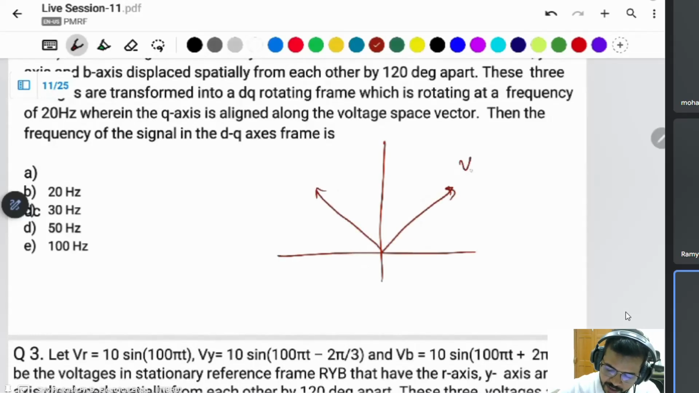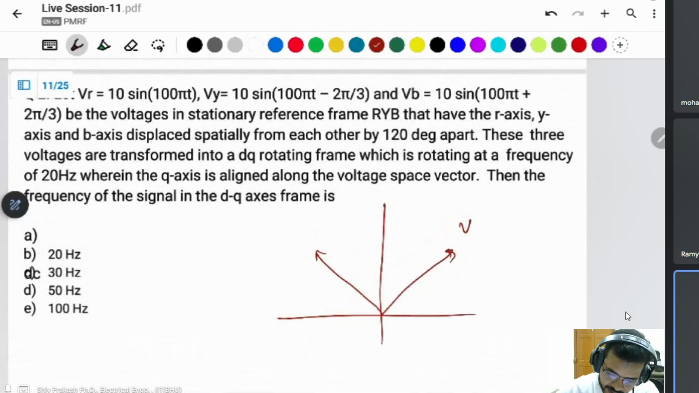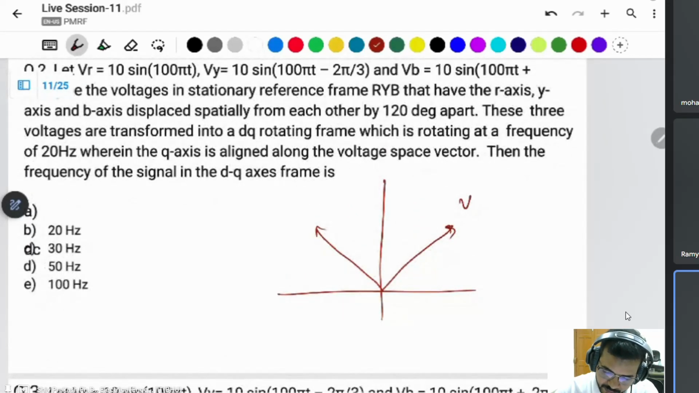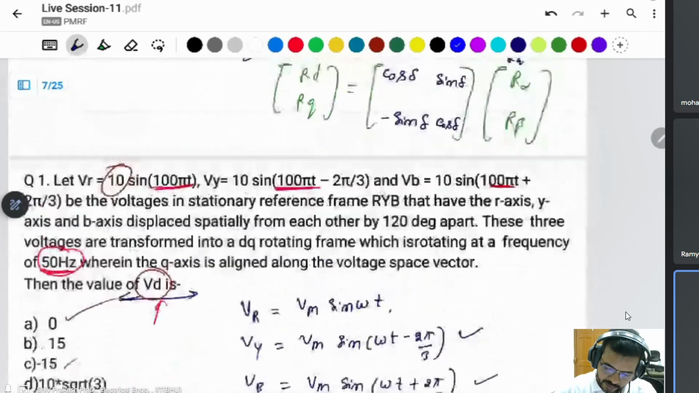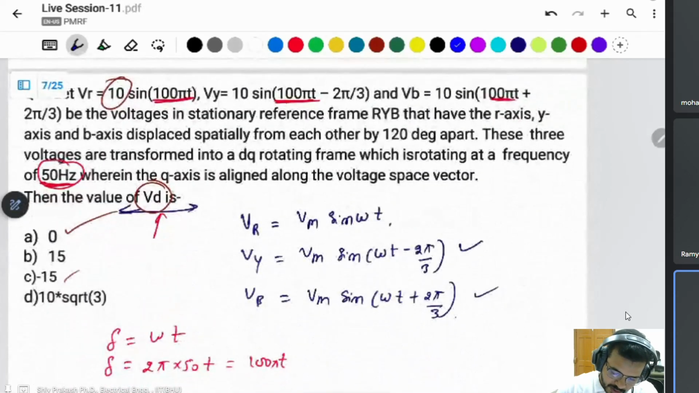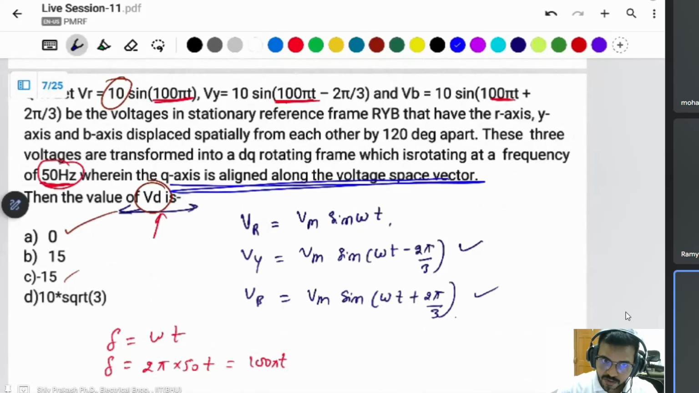This one, if a Vs is in this, this is the D axis, Q axis. If the vector is along the D axis, or you can say along the Q axis, then one part is 0 and one part is remaining there. That's why, same thing, the question here is asking about the frequency with the Q axis along the space vector. That's why one part is 0.